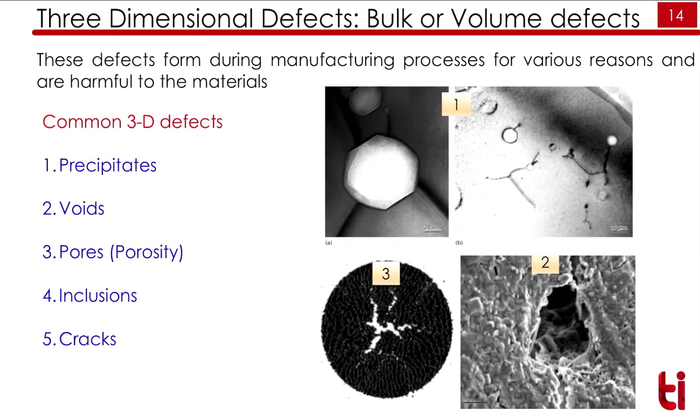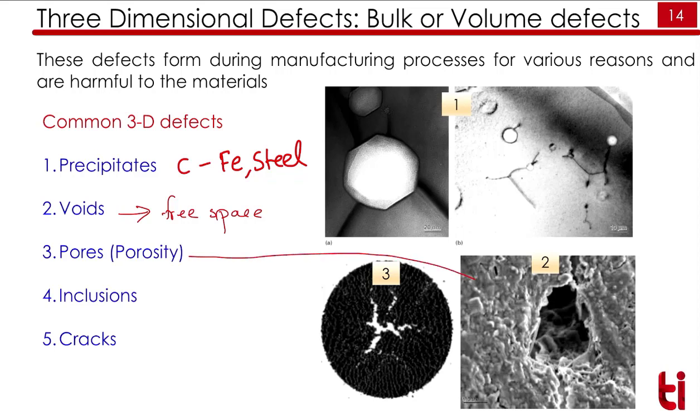Three-dimensional defects, also called bulk defects or volume defects, come in different types such as precipitates. If we add a carbon precipitate into the iron or into the steel, this we call a bulk defect or volume defect. A void is a free space between two materials, that is also a kind of volume defect.